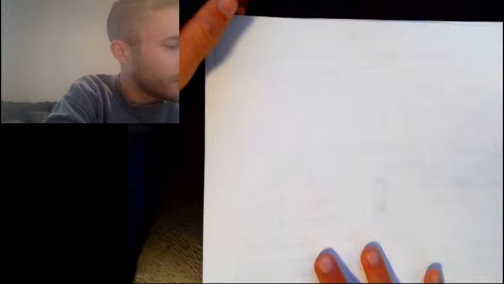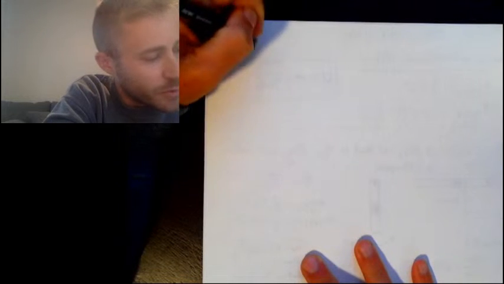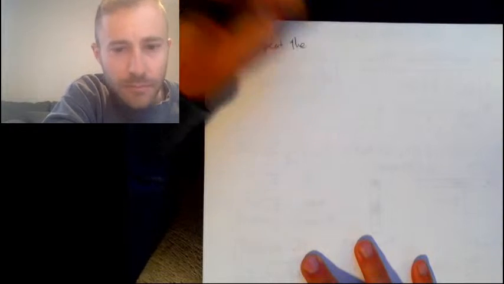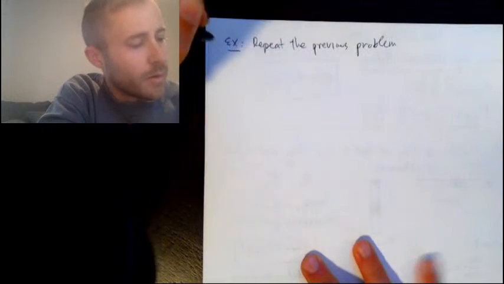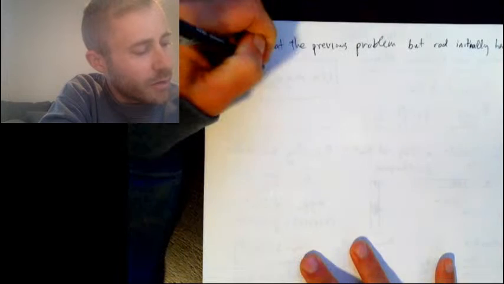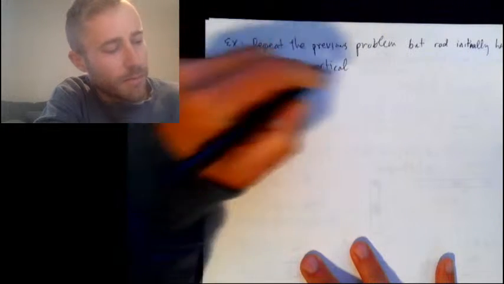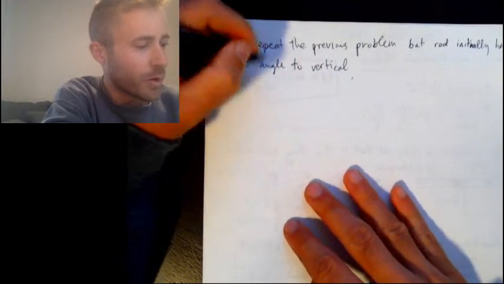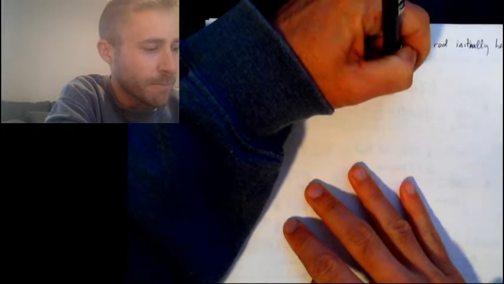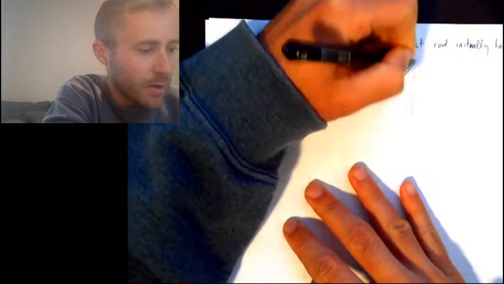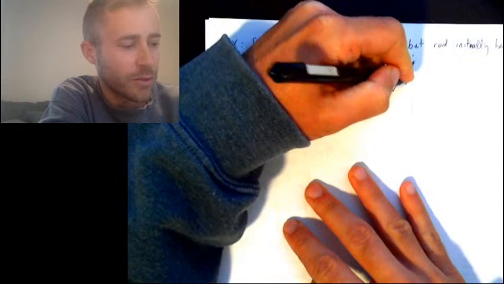The example is: repeat the previous problem, but the rod is initially at a 35-degree angle to the vertical, like that. So instead of being horizontal, the rod starts out like this, and then it swings to the vertical. This angle right here is 35 degrees.